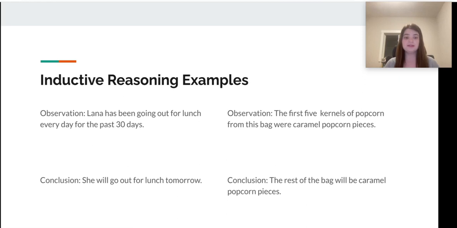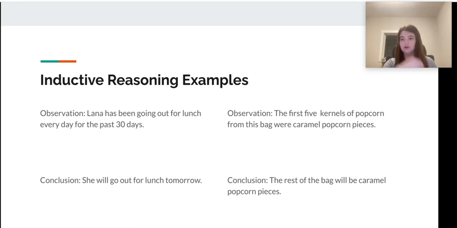So here's some other examples of inductive reasoning. Let's say Lana has been going out for lunch every day for the past 30 days. Our conclusion might be that she will go out for lunch tomorrow. Now, again, this isn't guaranteed, but it is pretty probable. Inductive reasoning can be wrong, but generally is correct. Generally, patterns do continue.